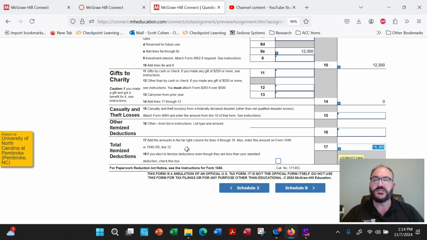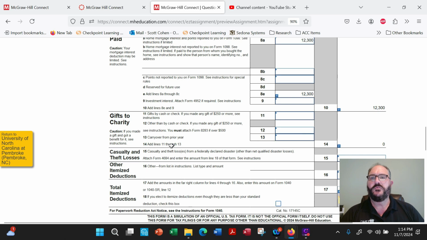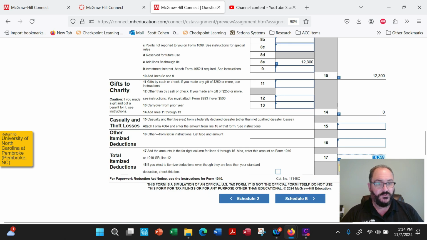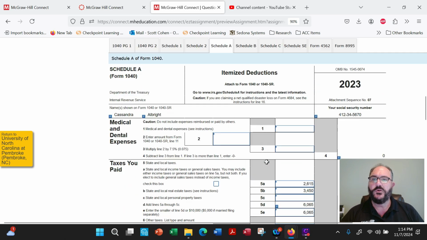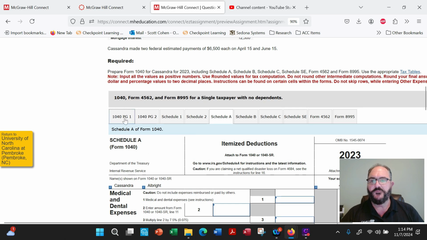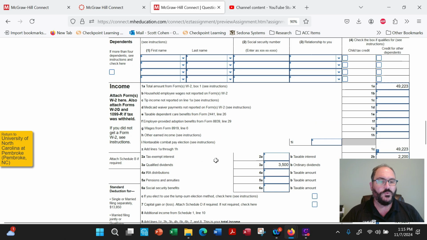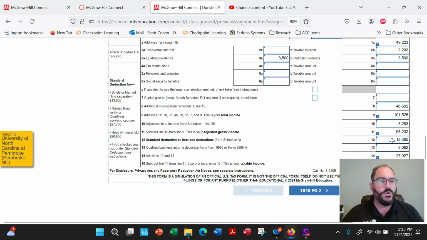And so notice what it tells you here. It says, add the columns at the far right. Also enter this on Form 1040 or 1040-SR line 12. So you would fill this form out, and that software would flip right back over here to 1040, and it would go over here to line 12, and it would go boop, and pop it in right there, okay?